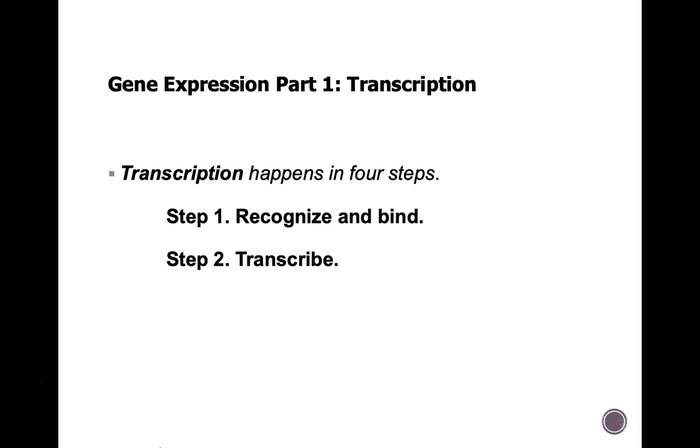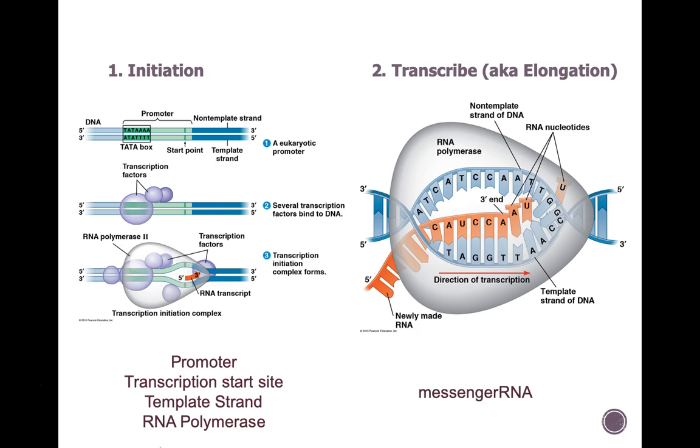So transcription happens in 4 steps. Let's talk about the first 2. In the first step, called initiation, we start with our DNA sequence. Now, one of these strands is going to be called the template strand. That's the one that we're going to use to make our messenger RNA.